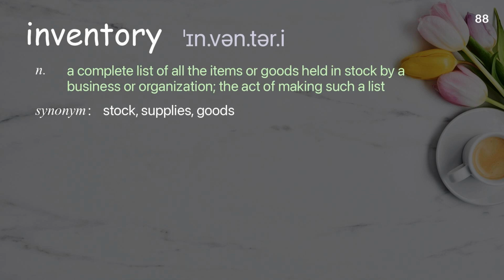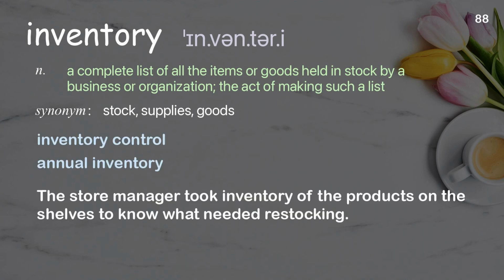Inventory. A complete list of all the items or goods held in stock by a business or organization; the act of making such a list. Examples: Inventory control. Annual inventory. The store manager took inventory of the products on the shelves to know what needed restocking.